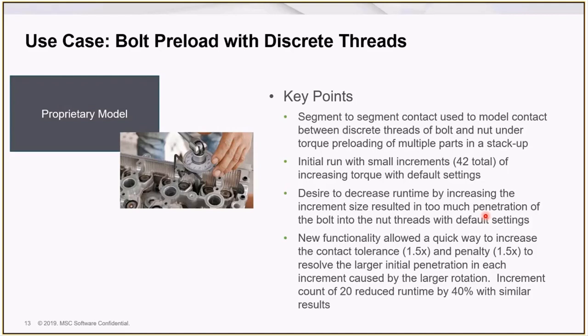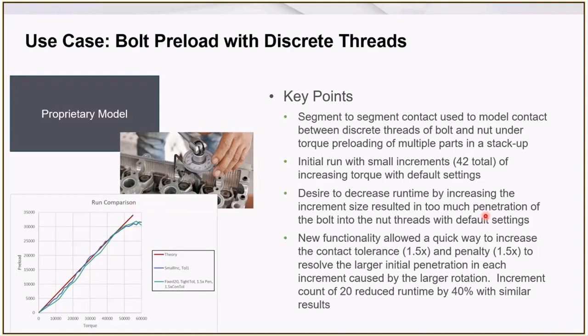We saw that, and the first thought that came to mind is let's increase the contact tolerance and the penalty factor. And when we did that, we got a run of 20 increments, and it reduced the run time by 40%. So here's a situation where we did get a real improvement, and you can see some of the results. We started having some plasticity, significant plasticity took place.